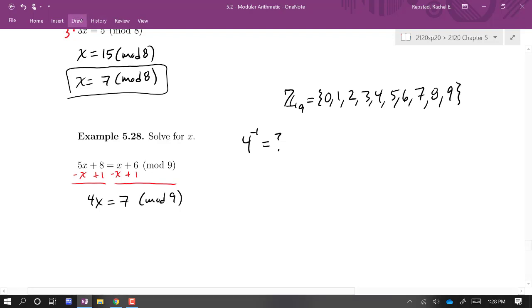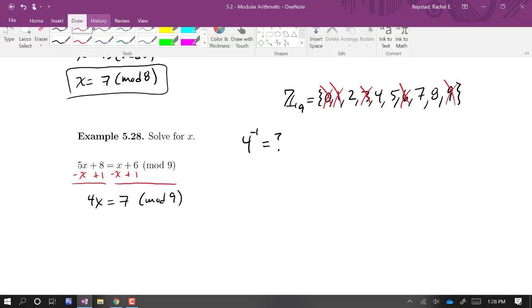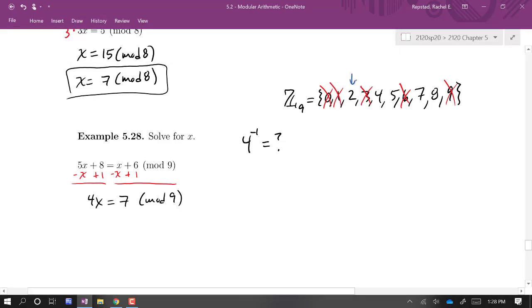So first I'm going to cross out candidates that I know can't be the inverse, like 0. Anything that's not relatively prime to 9, so like 3 and 6. 9 is its own inverse, 8 is its own inverse, so that's not going to be the inverse. 1 is its own inverse, so that's not going to be the inverse. So I just need to check these values. 4 times 2 is 8. That's not 1 mod 9. 4 times 4 is 16. 16 is equal to 5 mod 9.